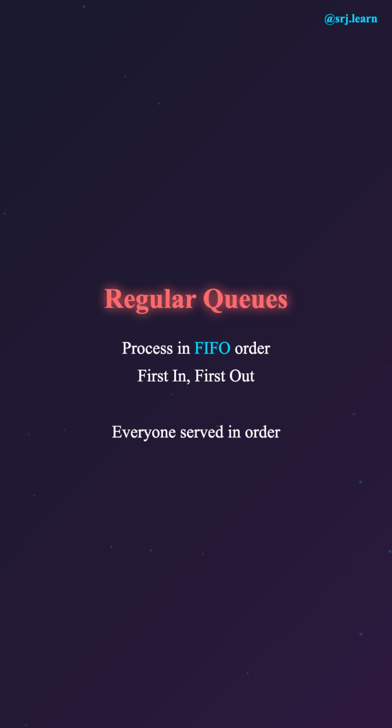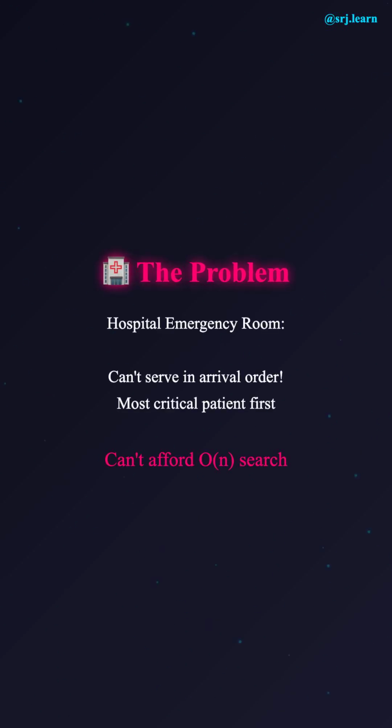Regular queues process elements in first in first out order. Everyone gets served in the order they arrived. But what if elements have different priorities? Imagine a hospital emergency room. You can't just serve patients in the order they arrived. The most critical patient needs immediate attention.